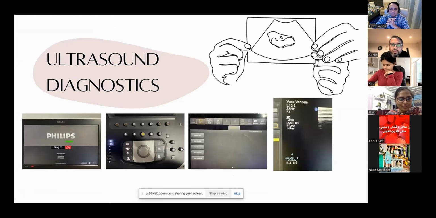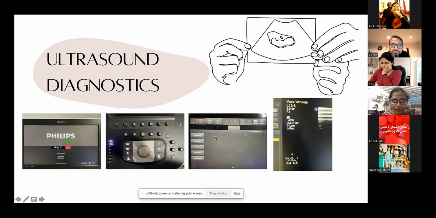The machine used was Philips Epic 7C, and I have these knobs there, where on the left side I could change the time gain compensation, and on the right side I have only three knobs to adjust. One is for zoom, other is for depth, and third one is for focus. These are the only things which I could adjust. And then I've used the linear probe L12-3, which is an adult size.